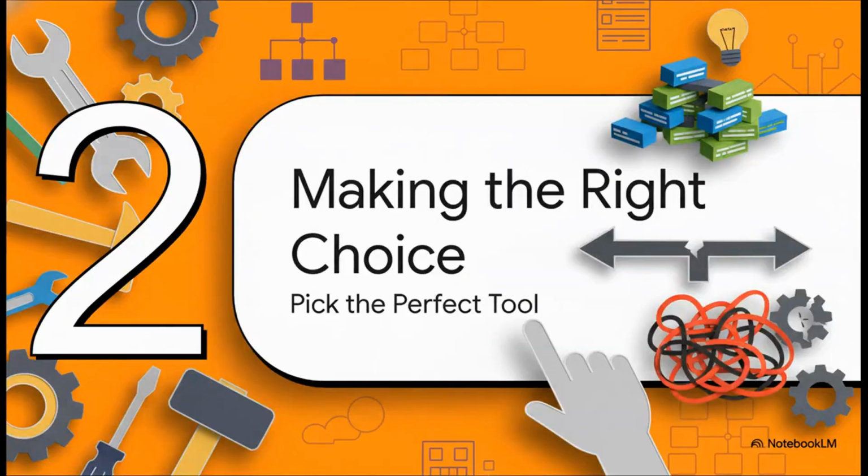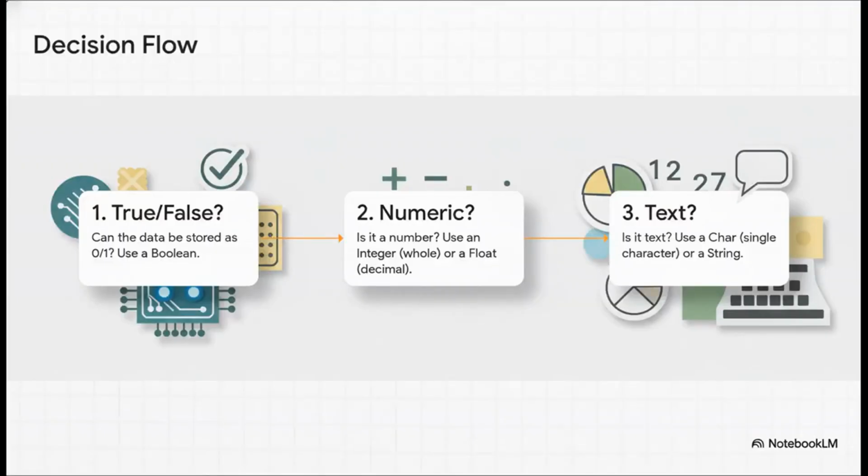Okay, so we've got our toolkit. We have Booleans, integers and floats, and chars and strings. Now for the really important part: knowing which tool to actually use for the job. Getting this right is totally key to writing code that's efficient and doesn't break. And believe it or not, there's a super simple, pretty much foolproof way to figure this out.